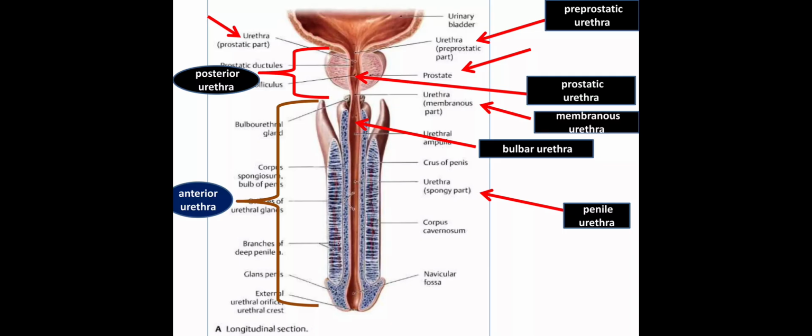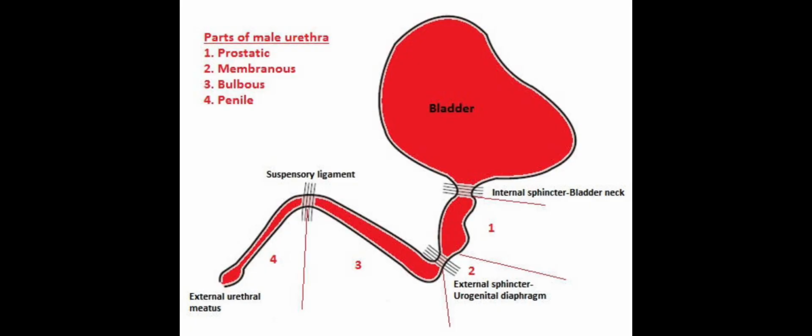Now coming to the sizes of the various parts of the urethra: the penile urethra, which we call the pendulous urethra, is 10 centimeters. The bulbar urethra is 5 centimeters. The membranous urethra is 2.5 centimeters, and the prostatic urethra is 3 centimeters. There are some important clinical points which I want to add between these landmarks. Let's first talk about the prostatic urethra.